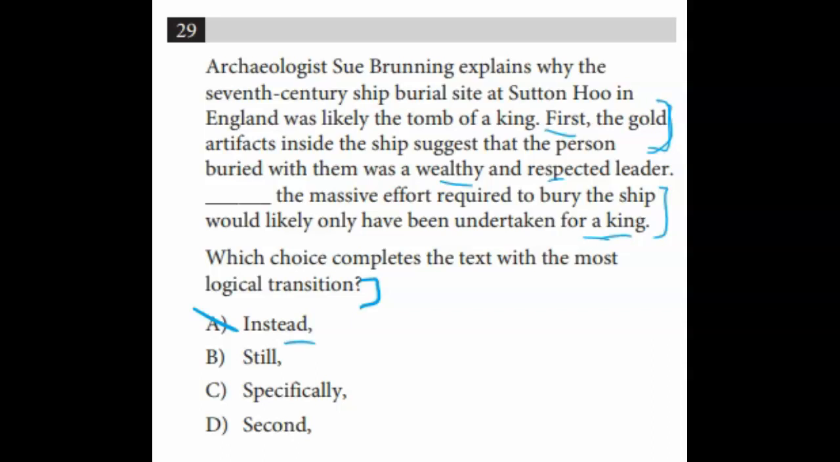And then still, the massive effort required to bury the ship would have likely been undertaken for a king. That's not true because that implies like in spite or something different than the previous sentence. And then this sentence is just agreeing with the sentence before it. So still's out. Specifically, the massive effort required to bury the ship would likely only have been undertaken for a king. I can see that. I'm giving it an iffy. First, the gold artifacts inside the ship suggest the person who was buried with them was a wealthy, respected leader.